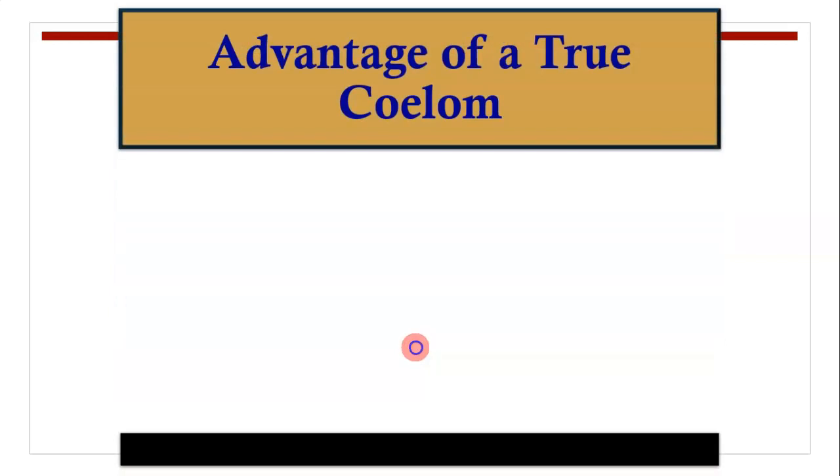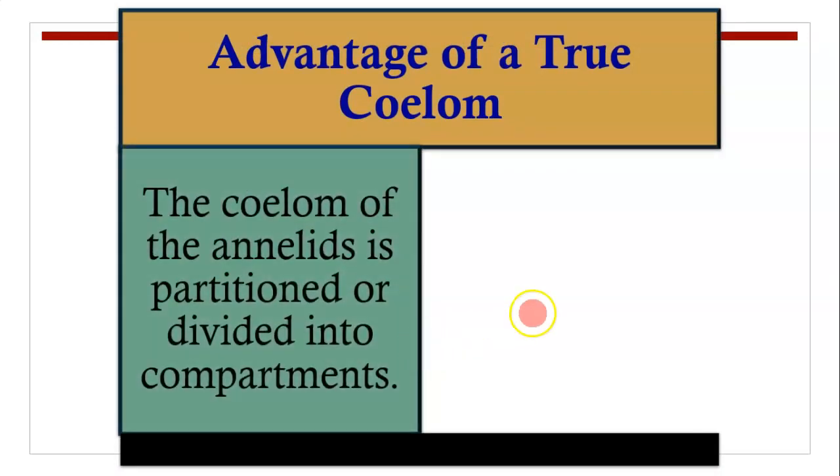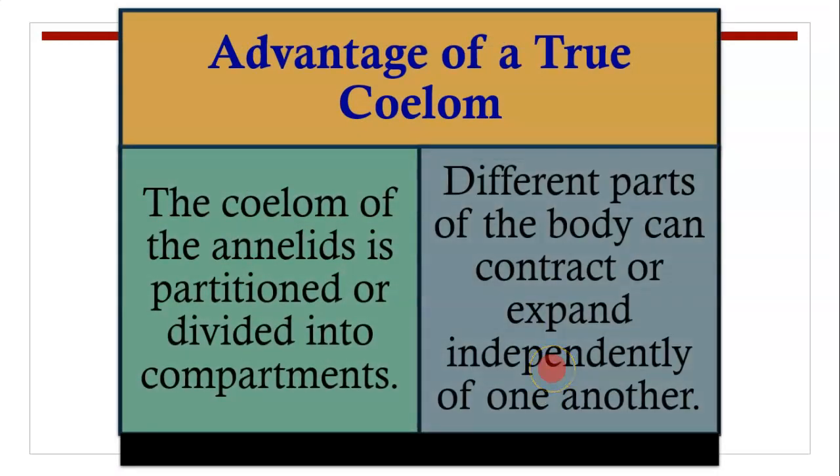Now, there are advantages of having a true coelom. If we're specific with annelids, the coelom of the annelids is partitioned, which means divided into little compartments. What this does is it allows different parts of the body to expand or contract independently of one another. And that's good. That means the animal can be moving and digesting food at the same time and doing multiple activities. So it allows for more complexity and more complex behavior.